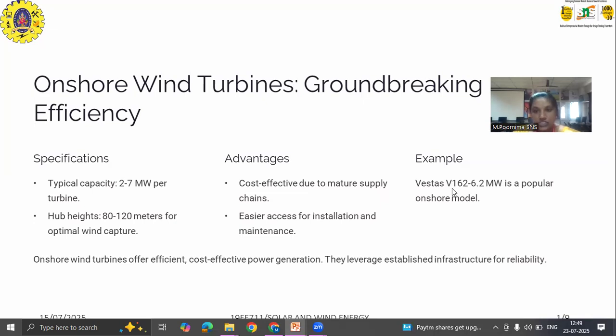An example of this type of wind turbine is the Vestas V162, which has a power capacity of 6.2 megawatts. It is a popular onshore wind turbine. Onshore wind turbines are efficient and cost effective for power generation, and their infrastructure is reliable. This is onshore wind turbines.